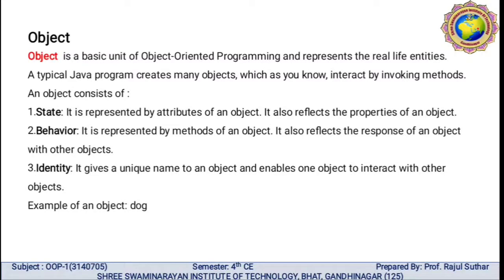We can say that this object has this property, and the object has behavior. What is behavior? It is represented by the methods of an object. It also reflects the response of an object with other objects. That is called behavior. The third thing is identity. Identity means it gives a unique name to an object and enables one object to interact with other objects. Like this, this is the example of object dog.